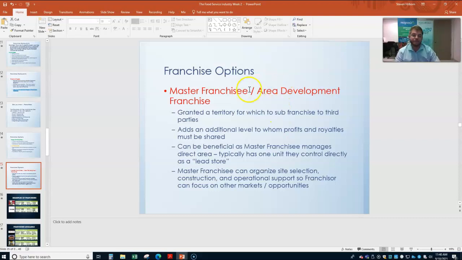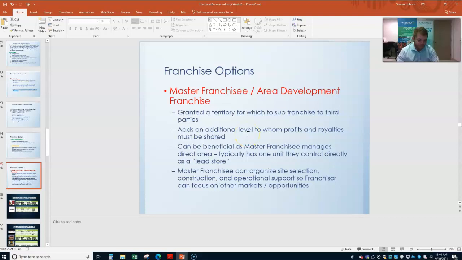So basically what happens is you're granted a territory. You can now also sub-franchise. So you as a franchisee can sell your franchise to another person, and you can charge your own line or level of fees. So you can add an additional level to profits and royalties.